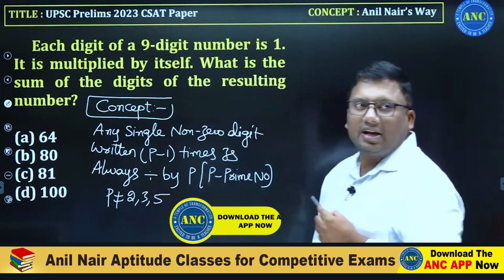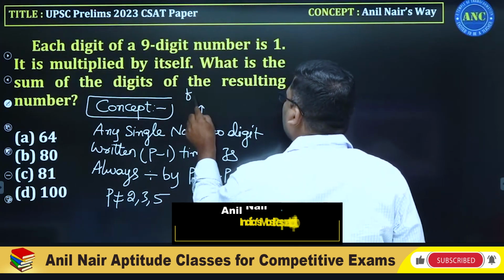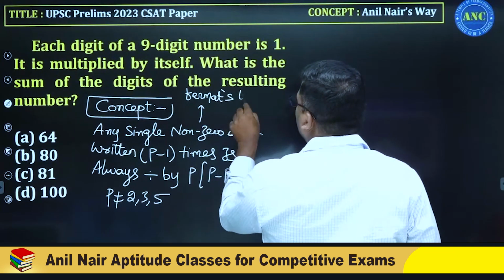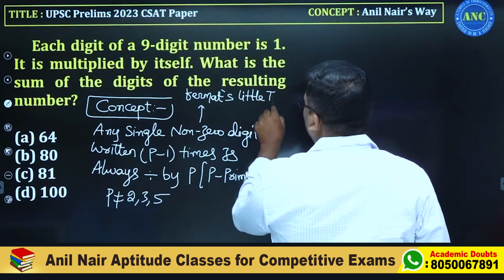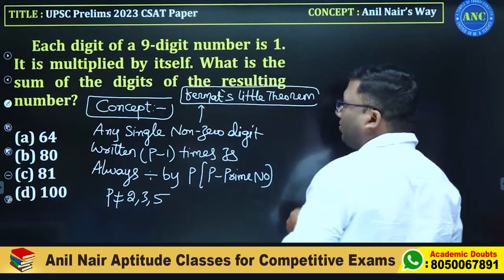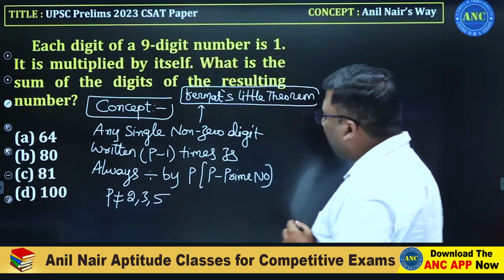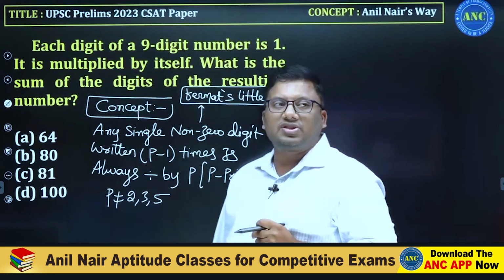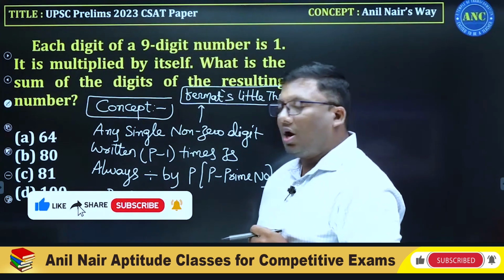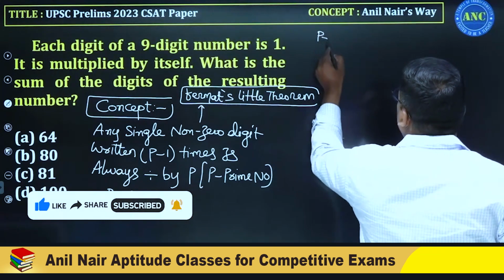This is the concept. It is derived from a very famous theorem. The theorem name is Fermat's little theorem. This is the concept that is used in solving this problem. Any single non-zero digit written p minus 1 times is always divisible by p if p is not equivalent to 2, 3 and 5. This is a statement. I will discuss the proof.